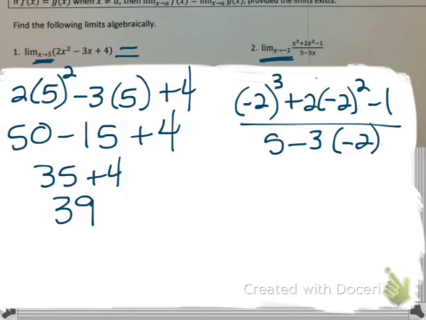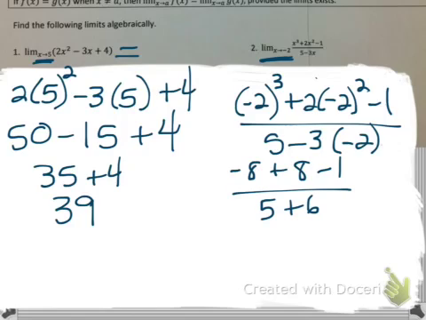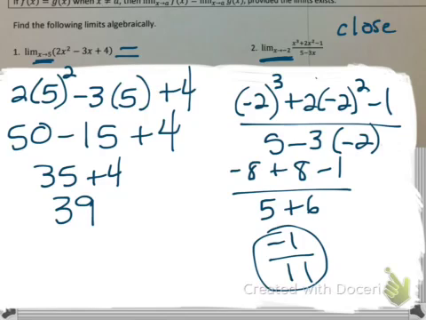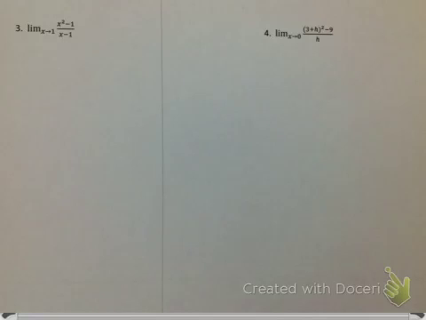So negative 2 cubed is negative 8. This is going to be plus 8. Negative 2 squared is 4 times 2 is 8, minus 1, over 5 plus 6. So I get negative 1/11. So that's my limit, which really I want you to realize is just the y value when x is negative 2. So this is really a closed point because the function's defined. Same thing. Anytime you can just plug it in right away, it just means it's at an actual defined point of the function.